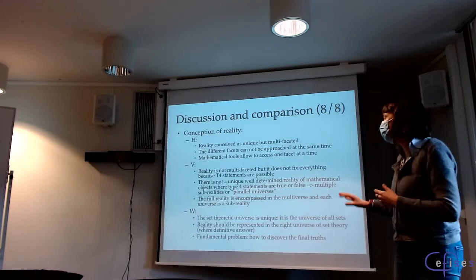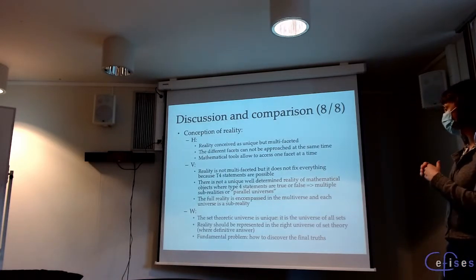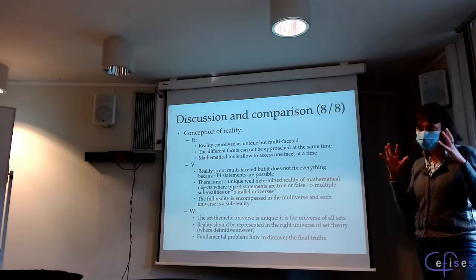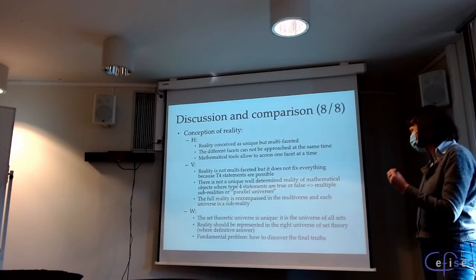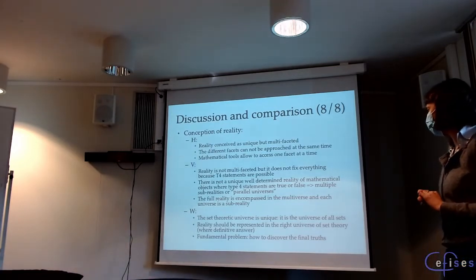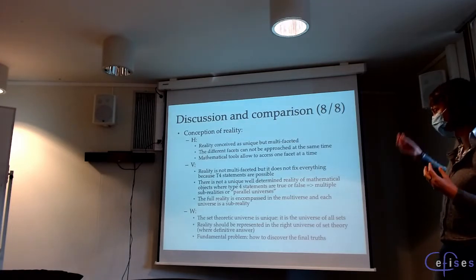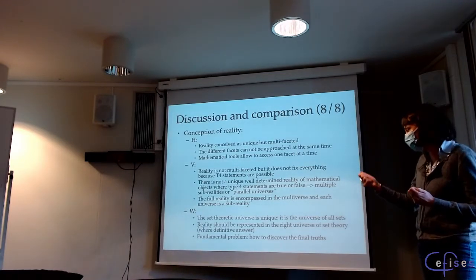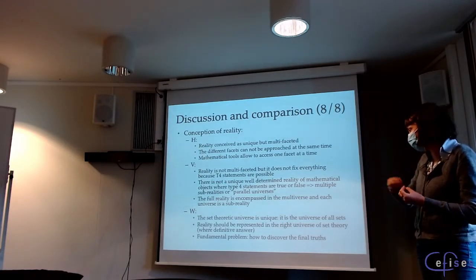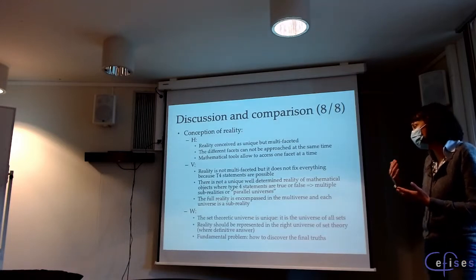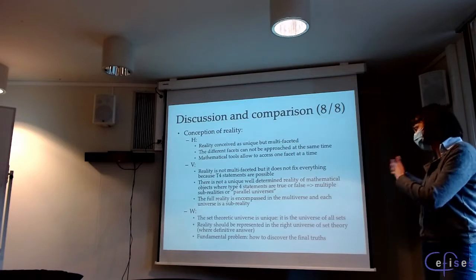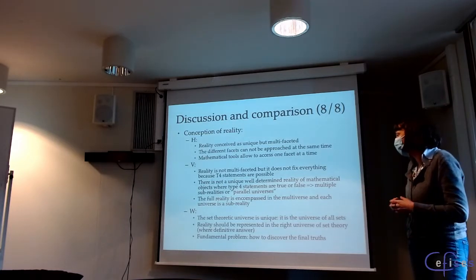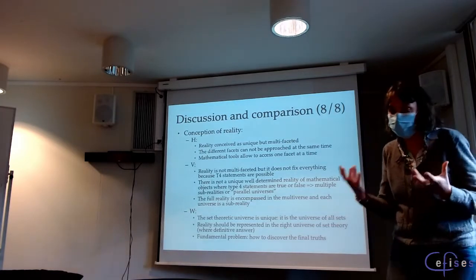In the universe view of Woodin, the set theoretic universe is unique. It's really the universe of all sets. So the universe is the reality, and it must represent all the existing sets. The conception is that you have to find the right universe of set theory that represents the reality, and in that right universe, everything would have a definitive answer. But the problem then is to find a way to discover the final truths when you have just one universe that represents all the reality.